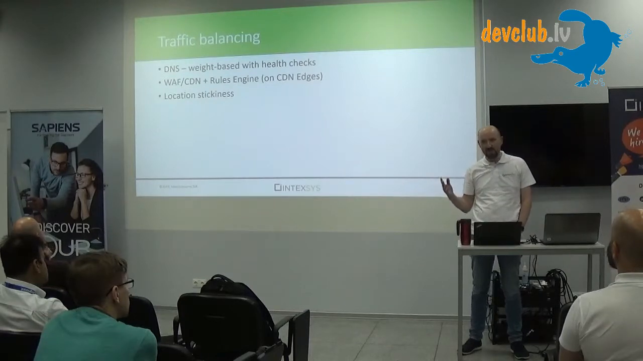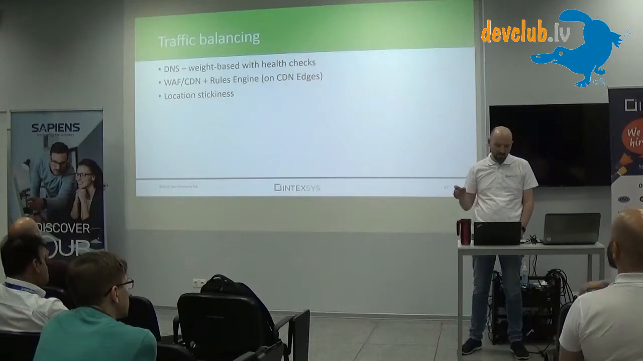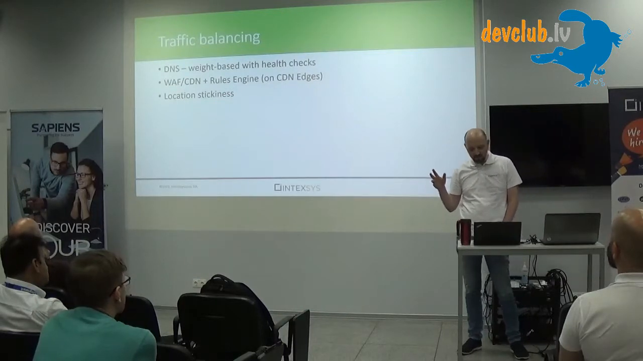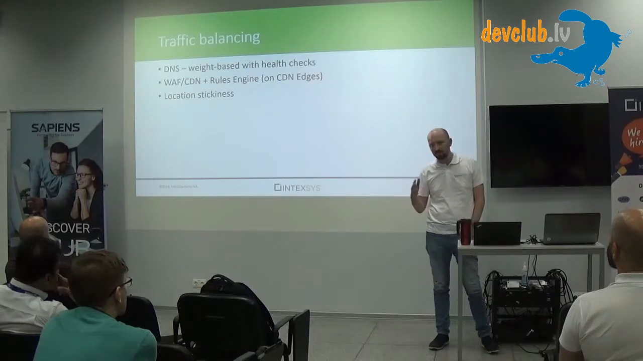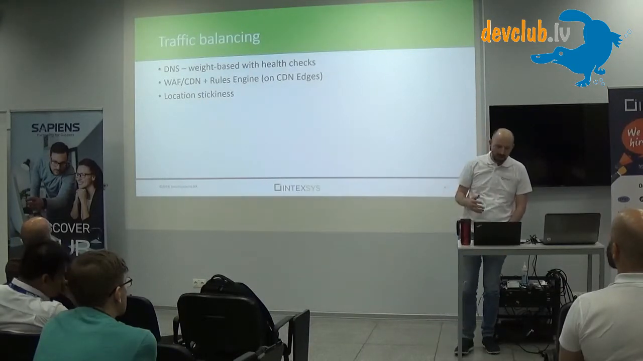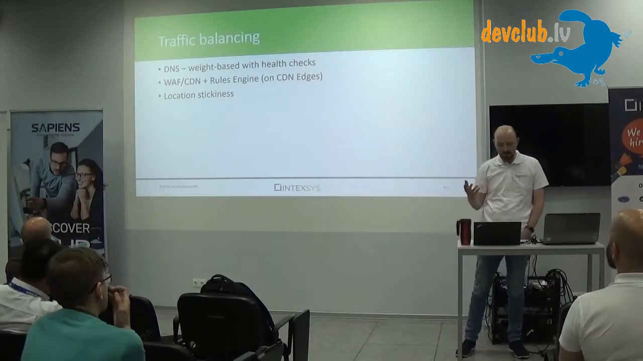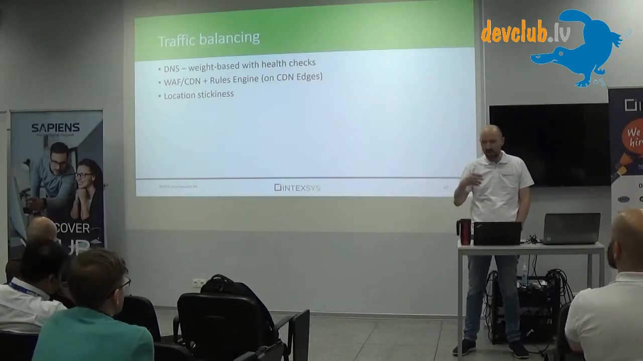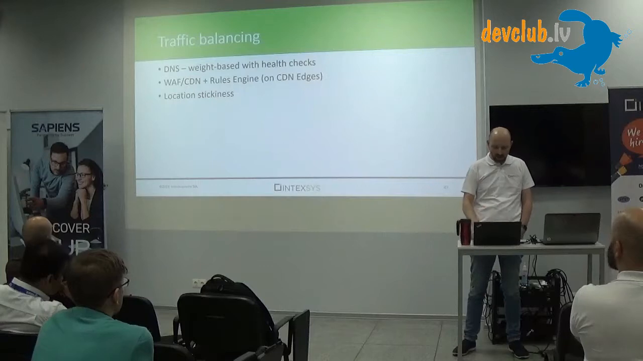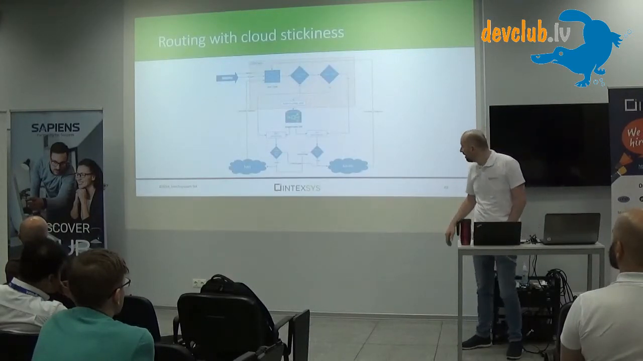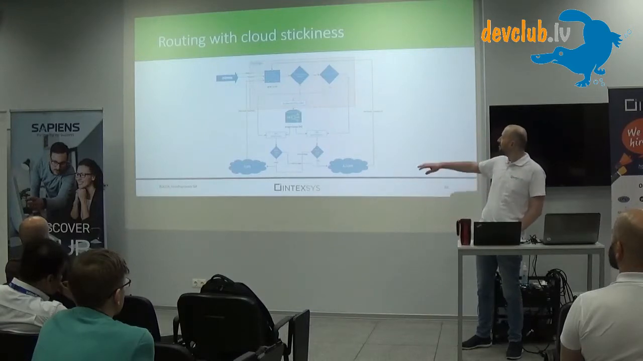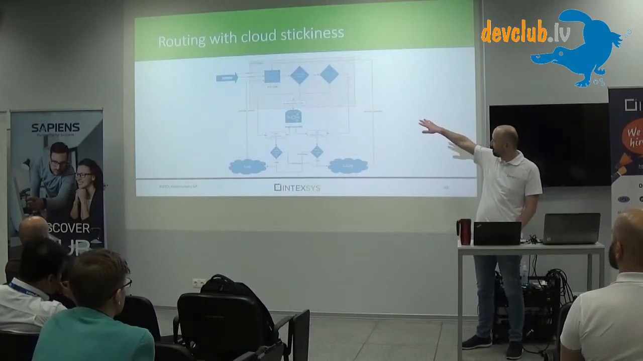So to do the traffic balancing between clouds, we're using several components. It's DNS weight-based load balancing. We're using the CDN combined with WAF, which is Web Application Firewall. And we have a rules engine provided by CDN running on CDN edges. And I will show you a diagram and explain how it works. Not sure if you can see it, but the idea is the following.